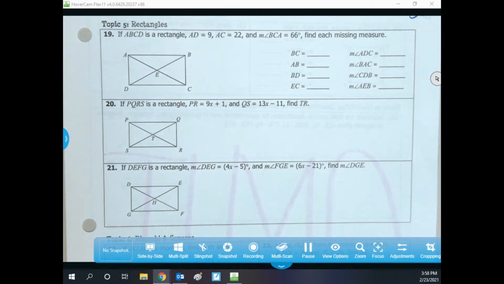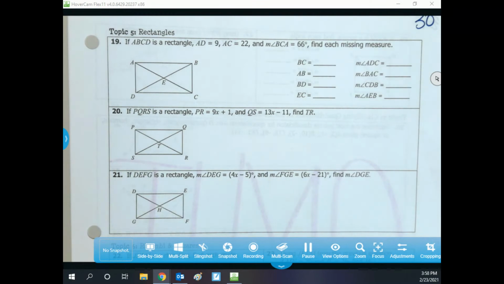All right, starting with part 2 of the study guide on page 30, number 19. Just FYI, the bell's about to ring, so you're about to hear it ring.